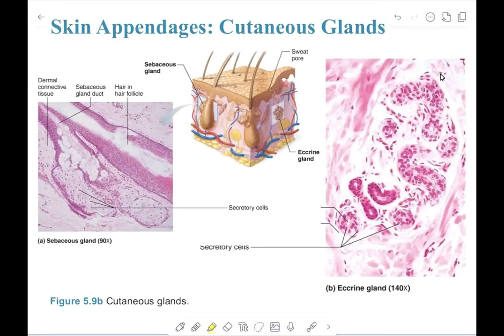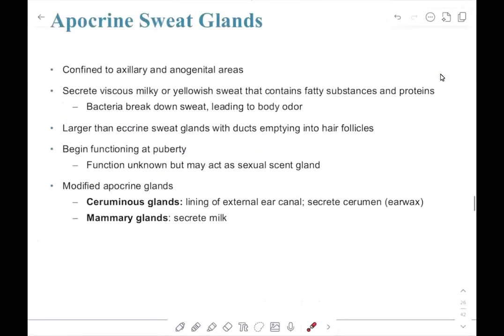So these appendages are shown here. We have an eccrine gland on the right, and you can see an eccrine gland here. We can see that the gland itself is associated with the sweat pore that runs to the skin. We're next going to talk about oil glands, which are sebaceous glands, and this is a micrograph basically of a sebaceous gland.